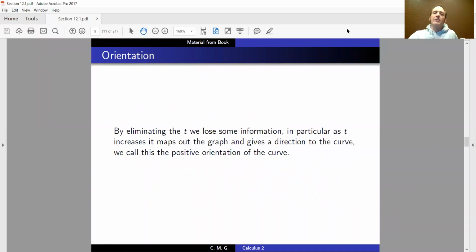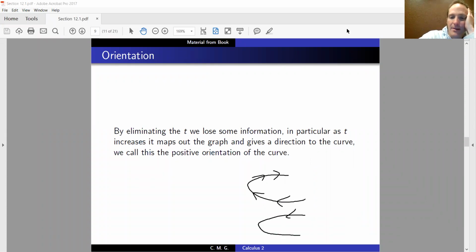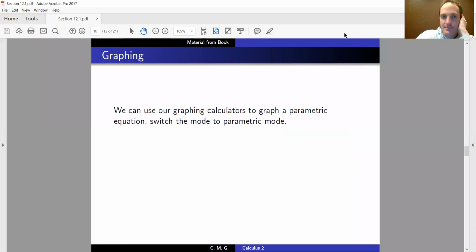By eliminating that t, we actually lose the information about which direction it goes. The direction that it maps out as t increases is called the positive orientation of the curve. You can reorient the curve so that it goes the other direction. You just have to think a little bit about how to do that. Instead of mapping out that parabola in the positive direction we showed before, can I reorient this so that it maps it out the other way? You can think about how you might do that. It's not too hard to do. I won't do it for you. I'll let you think about it.